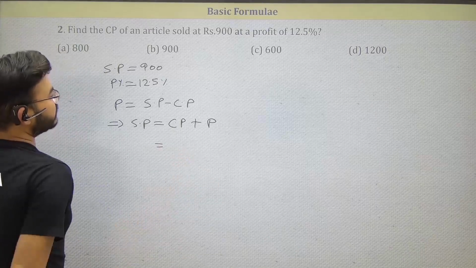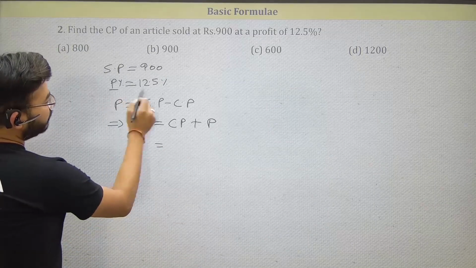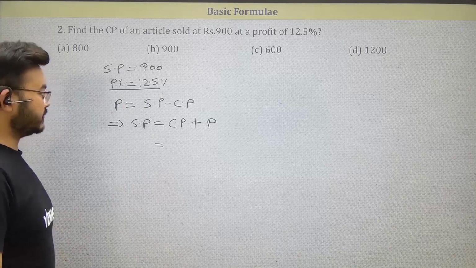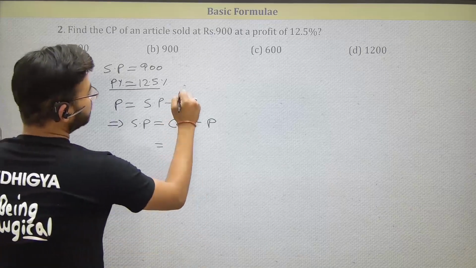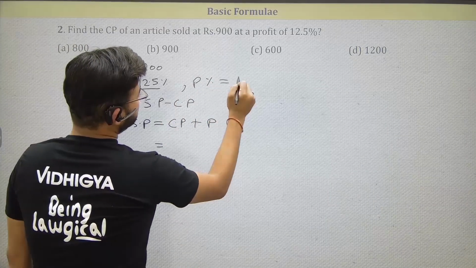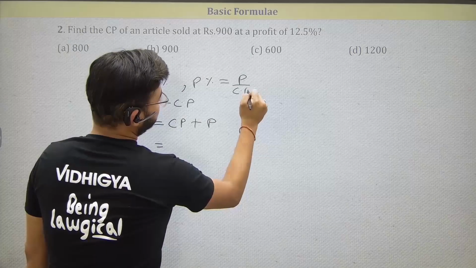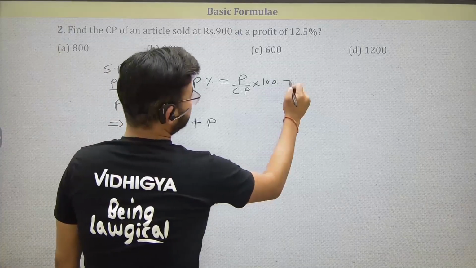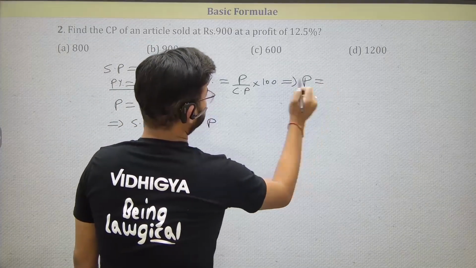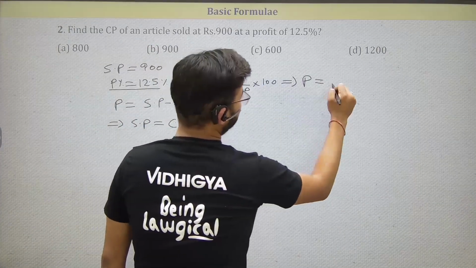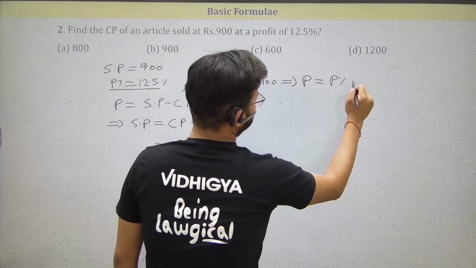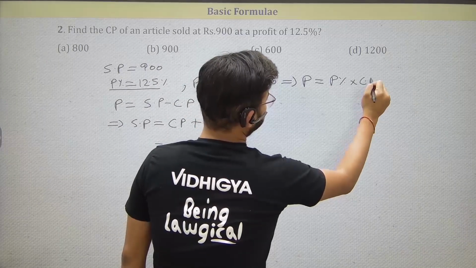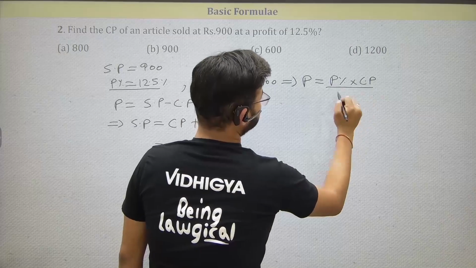Now we know the formula of profit percent. We know that profit percent is equal to profit upon CP into 100. So this will imply that profit will be equal to profit percent into CP upon 100.